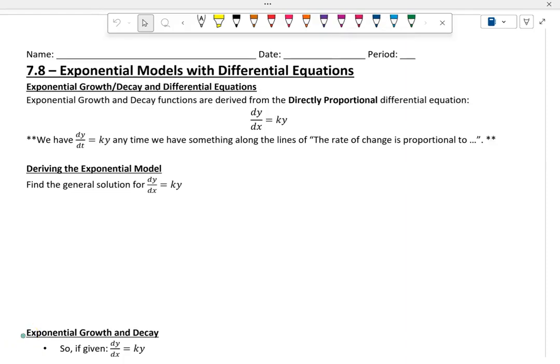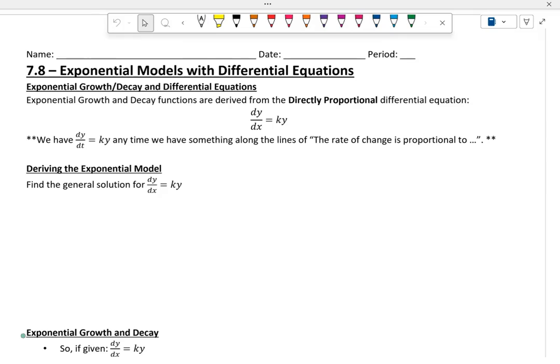All right, so today, 7.8, we're going to be looking at exponential models with differential equations. This actually ties back to where we started this unit. At the beginning of the unit, we looked at proportionality, directly proportional versus inversely proportional, and we wrote different equations. So our exponential growth and decay models derive directly from our directly proportional situations.